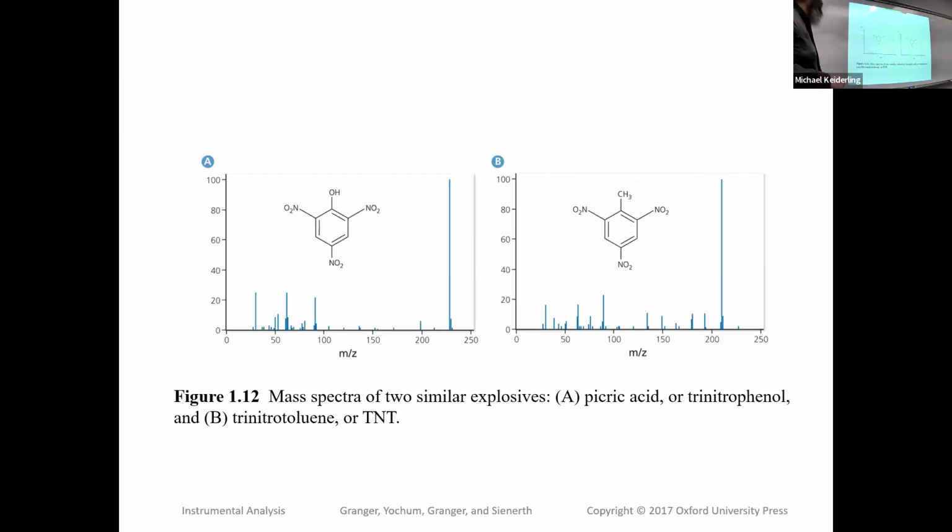Here are some examples. These are mass spectra for two similar explosives. This is picric acid, or trinitrophenol. And then this is trinitrotoluene, or TNT. One of these is a whole lot safer than the other one.